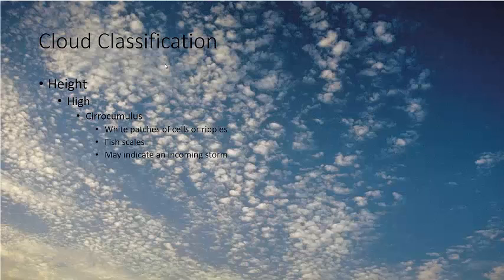Cirrocumulus clouds. These kind of look like fish scales. Right? You know, because they're patchy. So cumulus, right? Heaps. But yet they're really high. They're really thin and high and made of ice. And so they're cirrocumulus clouds.